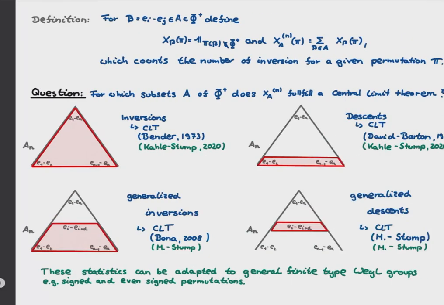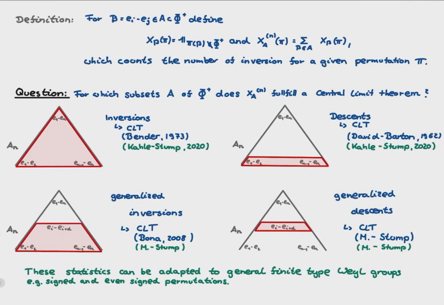Moving one step further and finally reaching the second part mentioned in the title of this presentation, these statistics can be adapted to general finite type Weyl groups. Besides permutations, there are signed or even signed permutations you can think of as other examples. The statistics of inversions and descents were already investigated in this more general setting by Kahle and Stump, but the generalizations of these are again still work in progress together with Christian Stump.